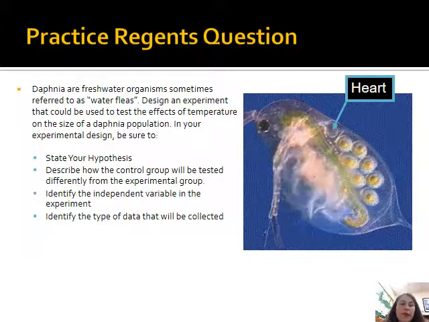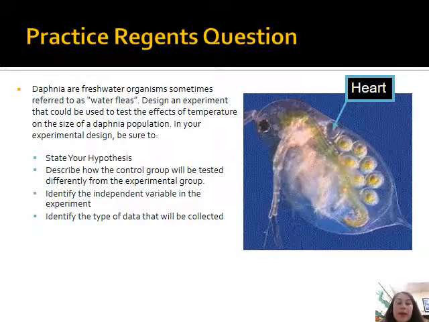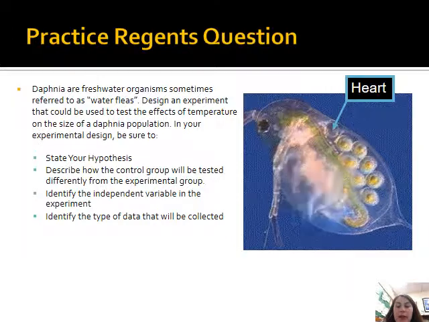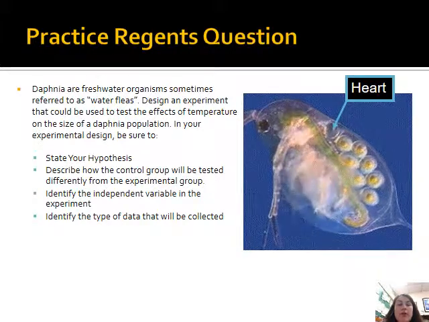Okay, let's try this next question. So here is the Daphnia that we were looking at in the previous experiment. You can notice that we're emphasizing the heart. The Daphnia is transparent, which allows us to see the beating of the heart. We can also see the beating of the legs down below, but we're just going to focus on the heartbeat for now. So the question says, Daphnia are freshwater organisms sometimes referred to as water fleas.